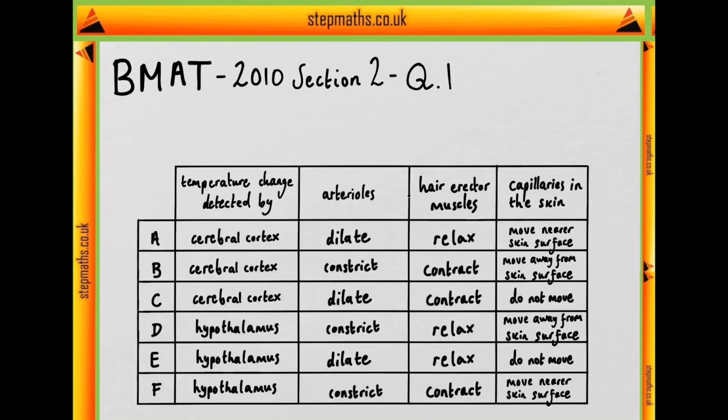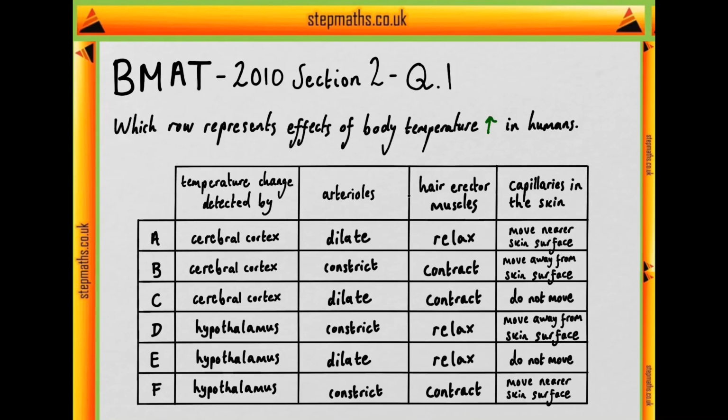In question 1 we're given the following table and we're asked which row represents the effects of body temperature increases on humans. Okay, so we have rows A through F and a series of differing answers in response to the following columns. We'll start with the first one.